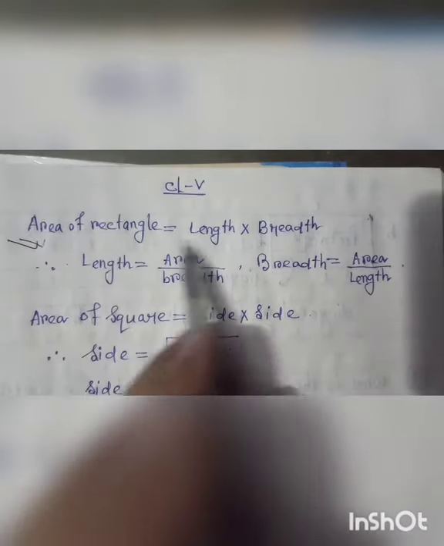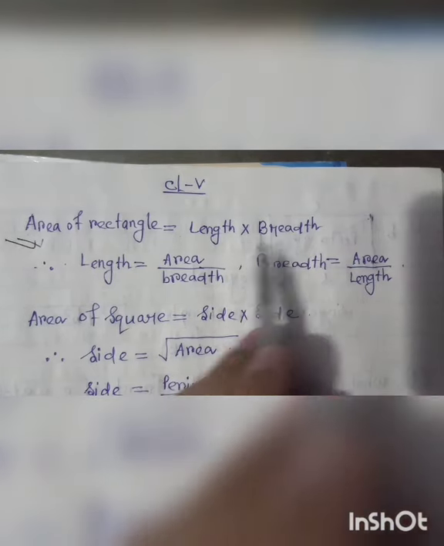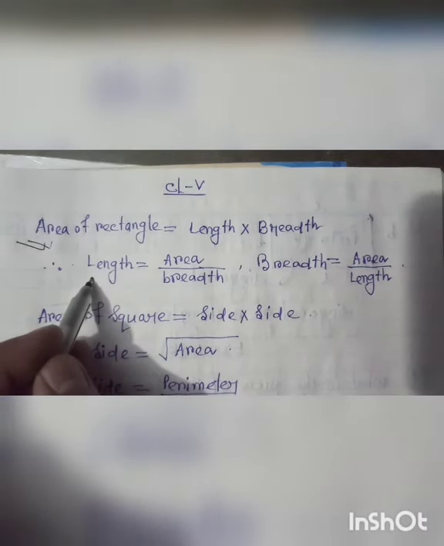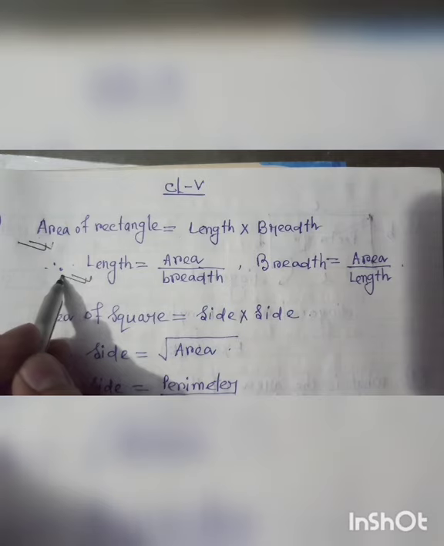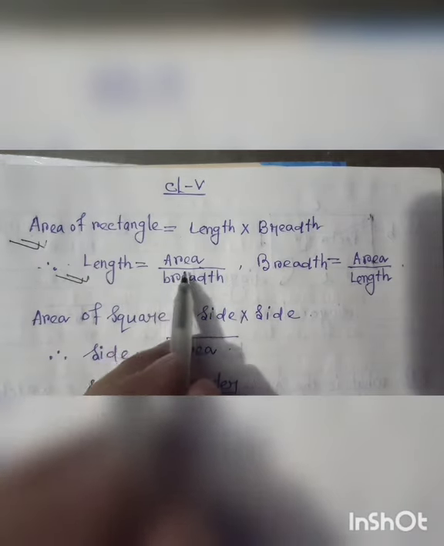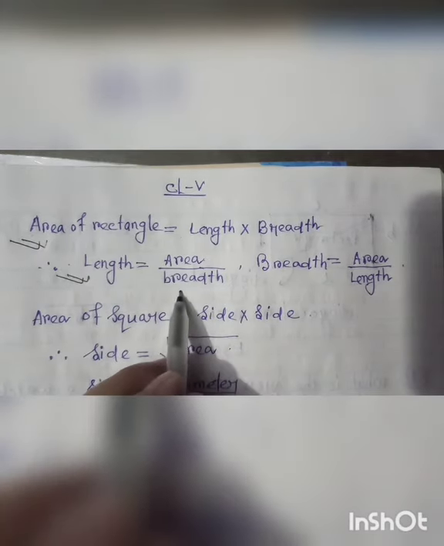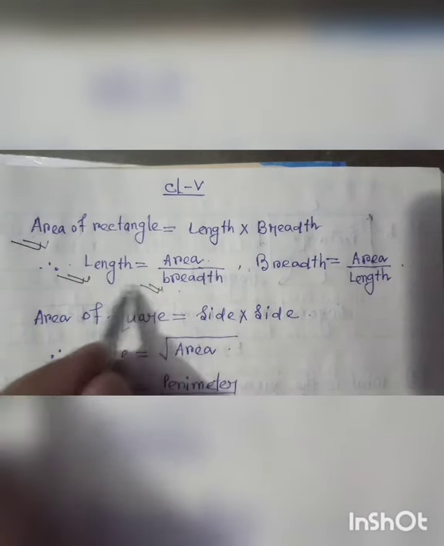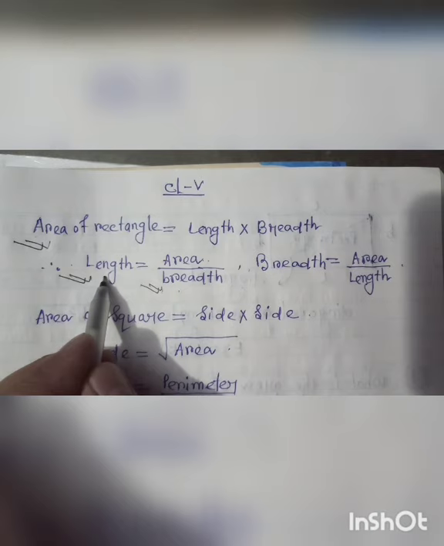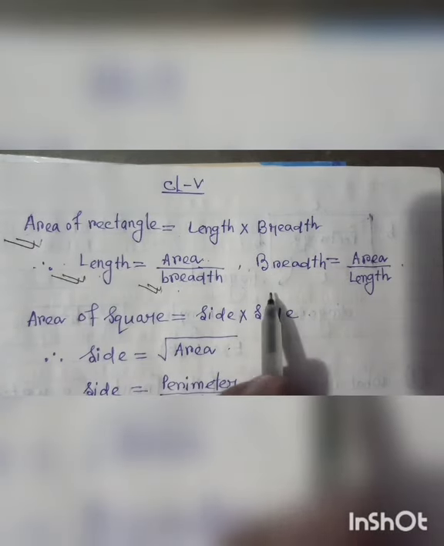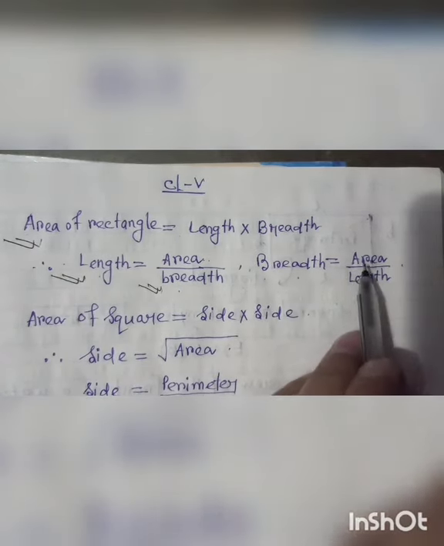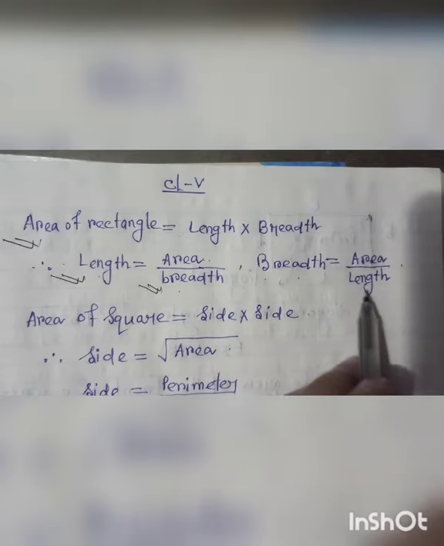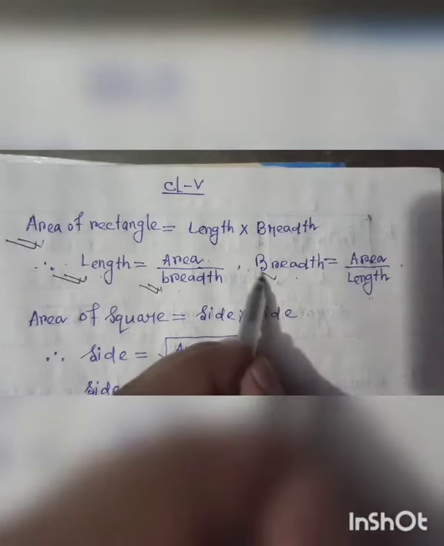So if you have the area of the rectangle and you have to find the length, then we have to do area by breadth. That is, if you divide the area of the rectangle by its breadth, we will get the other dimension, length. Similarly, if you find the breadth when the area and the length are given, then area should be divided by length. We will get the other dimension, breadth.